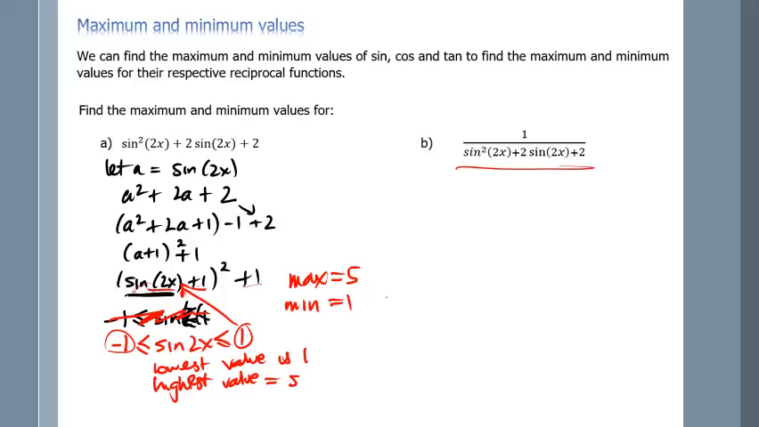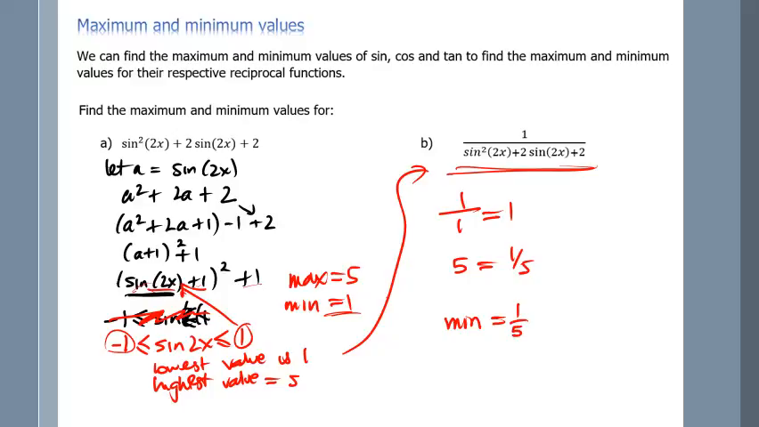Now over here, we want to find our max and min values for the reciprocal function. So we know if I put 1 into it, I'm going to get 1 over 1, which is 1. If I put 5 into it, because that's my maximum value from this function over here, I'm going to get 1/5. Therefore, my min in this case is 1/5, because it's my lower value, and my max is 1, because it's my higher value. So this function, the reciprocal function, will go between 1/5 and 1.